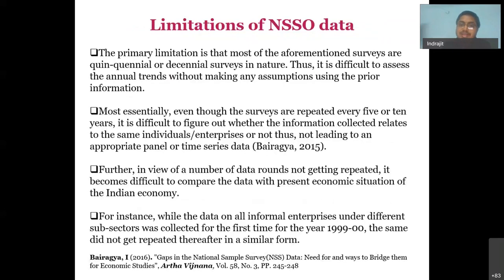So NSSO data has certain limitations. I had written about this a few years back. It was published in 2016, but I had presented it in a conference in 2014. Some of the limitations are not relevant today because initially data used to come in different formats. It was segregated by states, so we had to merge every state. Then we had to merge each block. So now those kinds of complications are not there. When I did my PhD a decade and a half back, these things used to come up. But now this problem is no more.